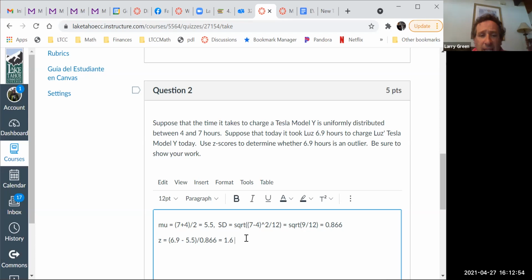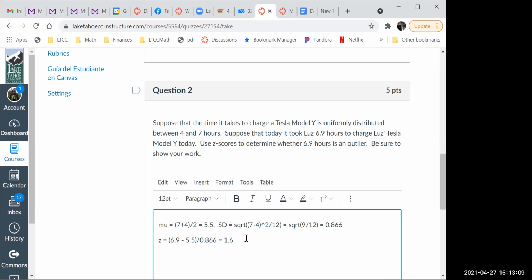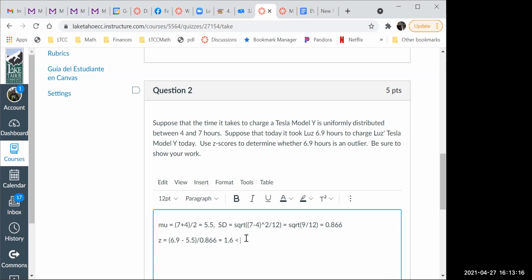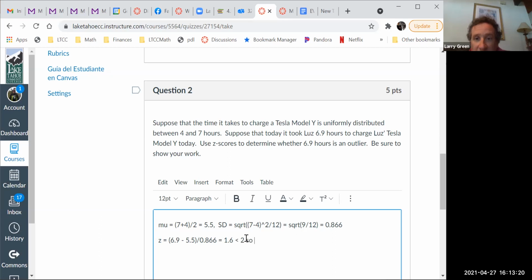How do you decide if a value is an outlier based on a z-score? What's important about the 1.6? It's less than 3. Less than 3 would be extreme outlier. Yeah, less than 2. So it's less than 2. So 6.9 is not an outlier.